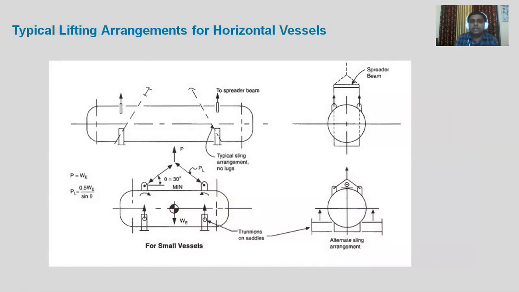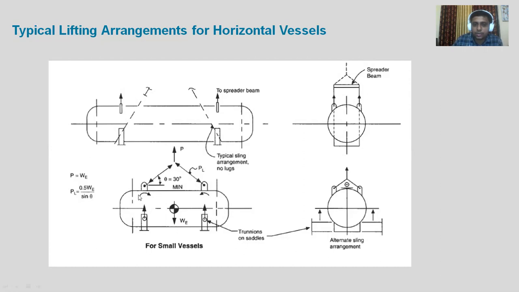So this is a typical lifting arrangement for a horizontal vessel. You can see over here there is a saddle. This is a horizontal vessel with a saddle, and there are lifting lugs. Okay, so the lifting lugs depend upon the amount of weight it is going to lift. We can provide either two lifting lugs like this. You can see over here, this is a lifting lug, right?